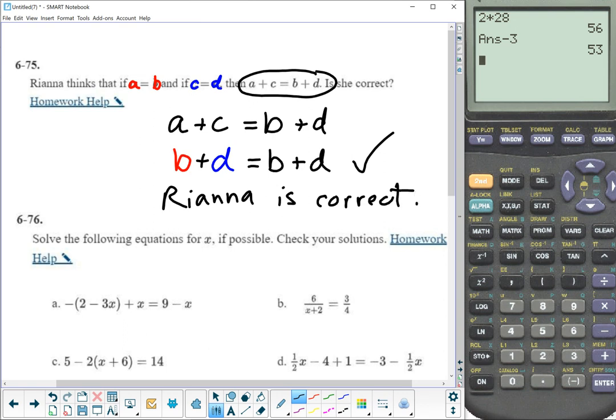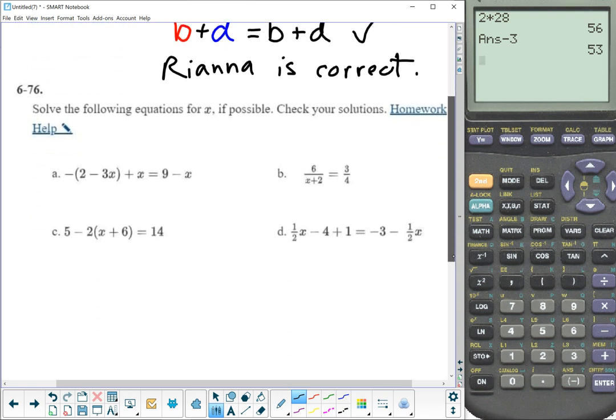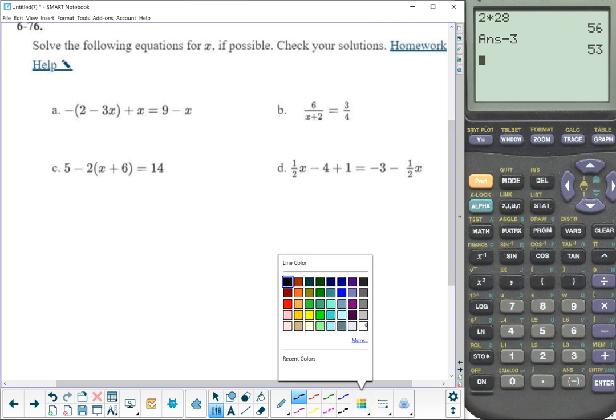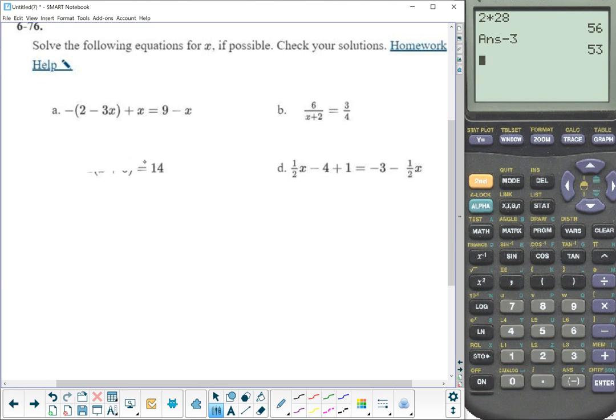Okay, because we have the same thing on both sides. Solve each of the following equations, right? So I'm going to start first with making some room. Okay, so A, when I'm solving for X right here, I'm going to go ahead and distribute the negative. So negative goes to the 2, and negative also goes to the negative 3X.